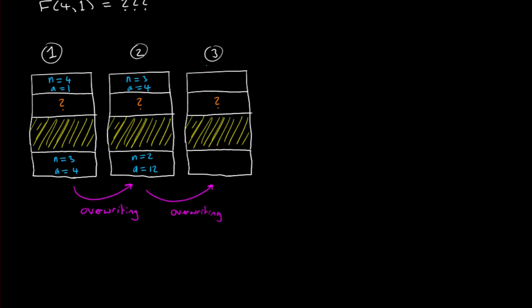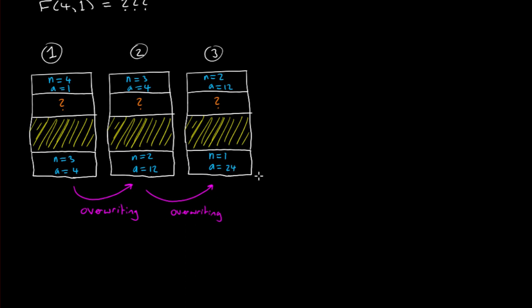And we have n equals 2, so we're overwriting n, and we're overwriting a in our inputs as 12. Again, n is not 1 yet, so we can't stop. So what we have to do is reduce n by 1, so 2 minus 1 is 1, and a becomes the product of the input, so 2 times 12 is 24.